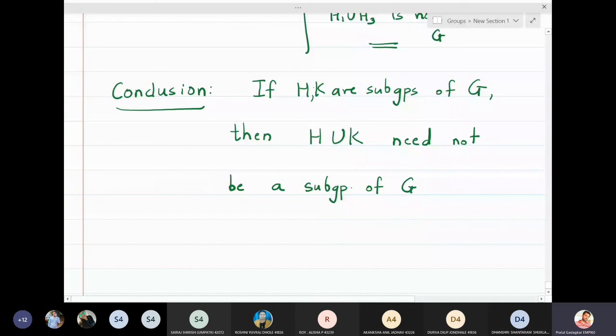Therefore this does not make a theorem, right? A theorem is something which will give you a definite conclusion. For example, if H and K are subgroups of G, then H intersection K is always a subgroup of G. But what about a union? If H and K are subgroups of G, H union K may be a subgroup, may not be a subgroup, which means I cannot say anything definite. Therefore, H union K need not be a subgroup of G.